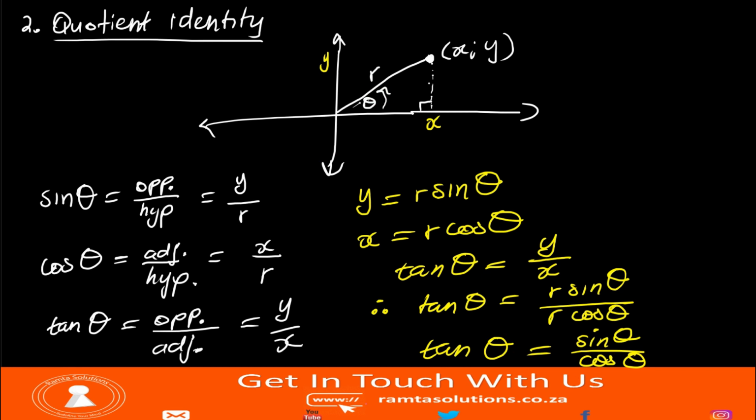Moving on. We will then head to the square identity.